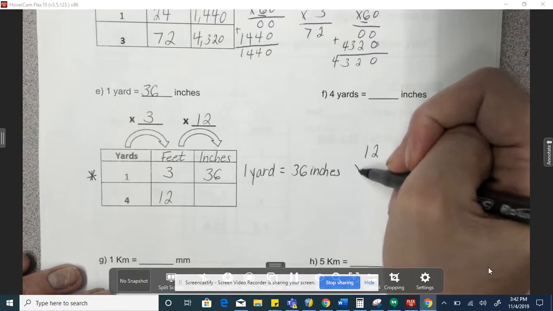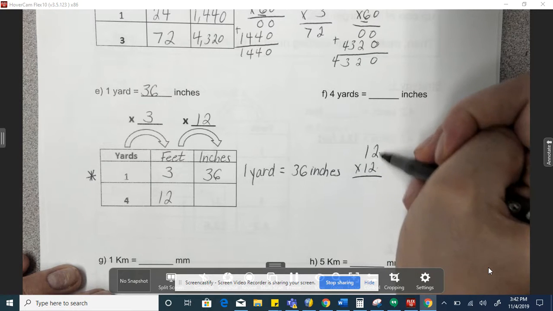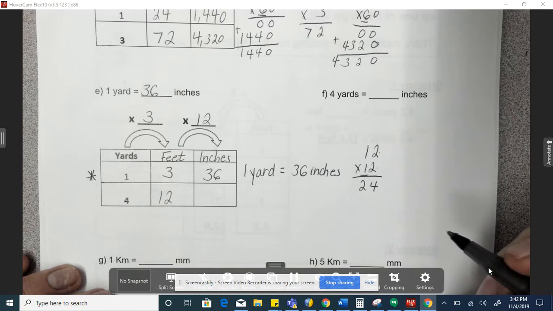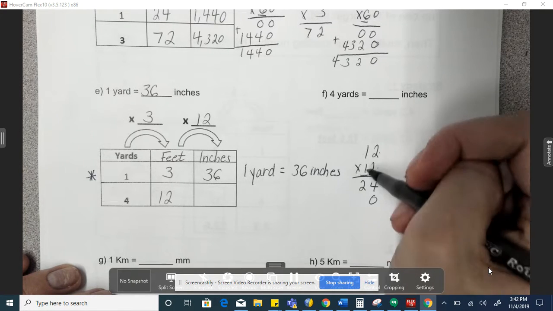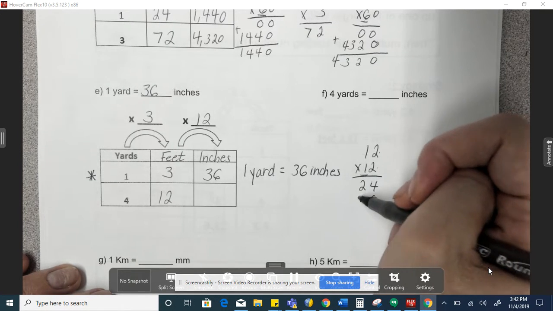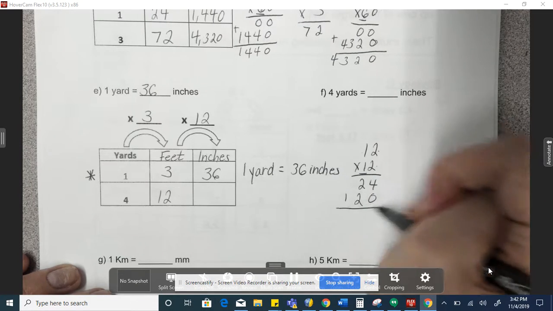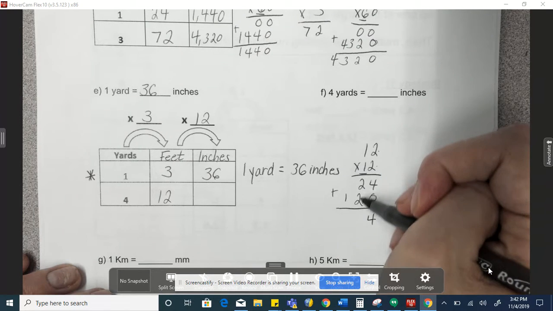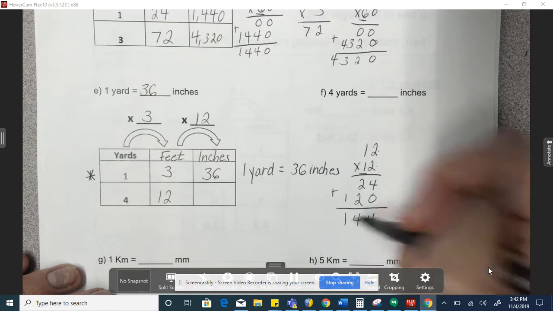So 12 times 12. 2 times 2 is 4. 2 times 1 is 2. Now I'm multiplying by 1 in the tens place, so I'm putting a 0 in the ones place. 1 times 2 is 2. 1 times 1 is 1. I'm going to add this up. 4 plus 0 is 4. 2 plus 2 is 4. 1 plus nothing is 1.